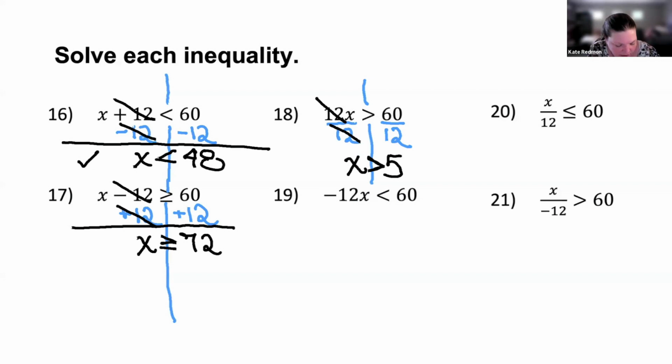19, negative 12x is less than 60. So once again, dropping down my line through the inequality symbol, I can see that I have a negative 12 hanging out. Now, careful, don't add 12 here. Notice that that negative 12 is shoved up against x. It's multiplying with x. So if I want to take it away from x, I am going to have to divide by negative 12.